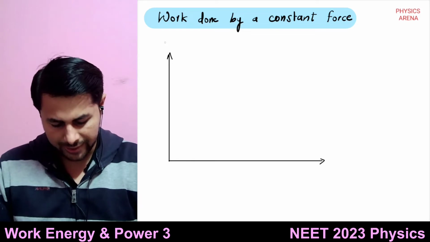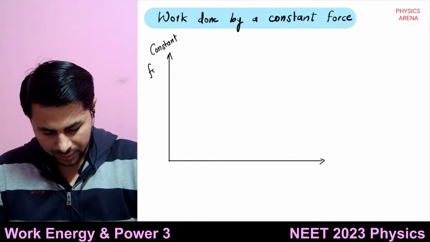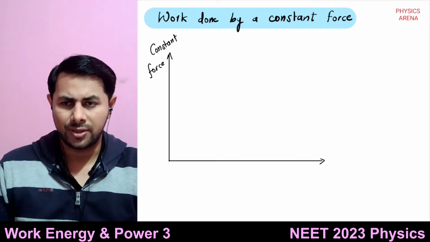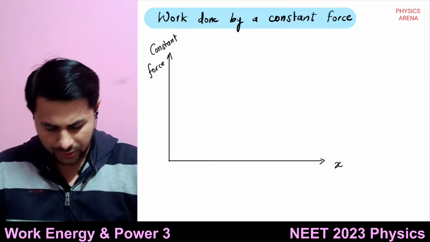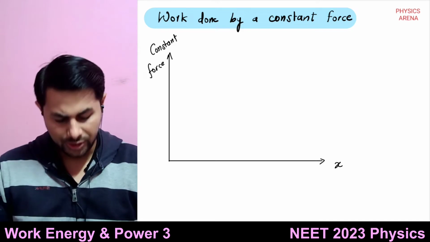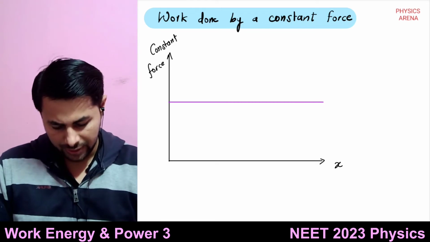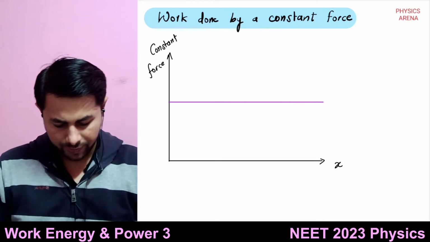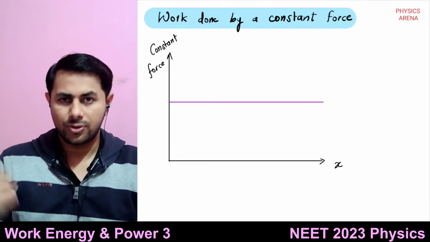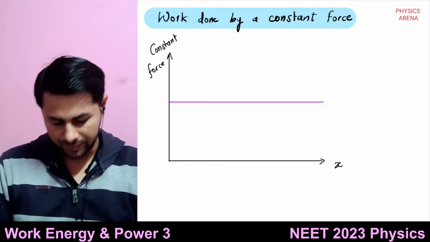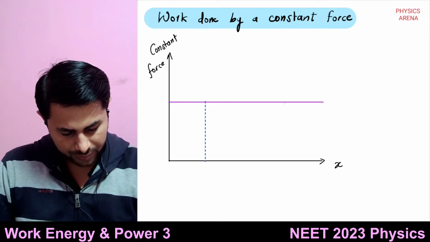On the y-axis, or the vertical axis, I have the constant force, and on the x-axis, or the horizontal axis, I have, suppose, the position. The graph of constant force versus position will look like this, right? And suppose this force acts on the body from some position A to some position B.